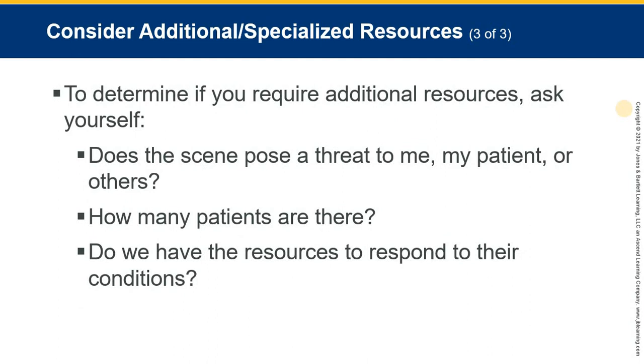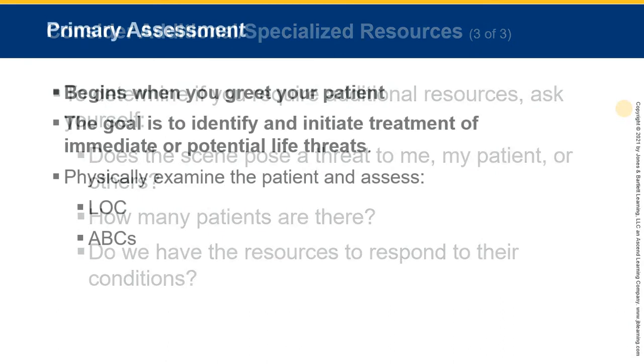So in order to know if you need these additional resources, and there are more than just in that list, by the way, you need to ask yourself a couple of questions. First, is there a threat to me? Is there a threat to my partner or to the patient? How many patients are there? Do we need more ambulances and how many? And then do we actually have the resources to respond to these conditions? Do we need to call in other agencies, other fire departments, other ambulance services to come help us out?